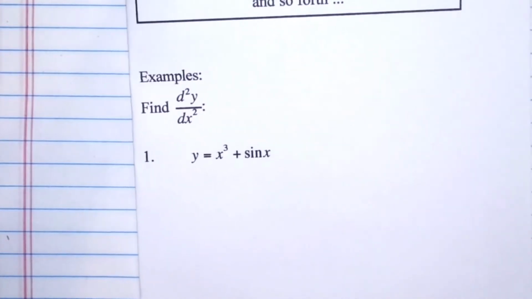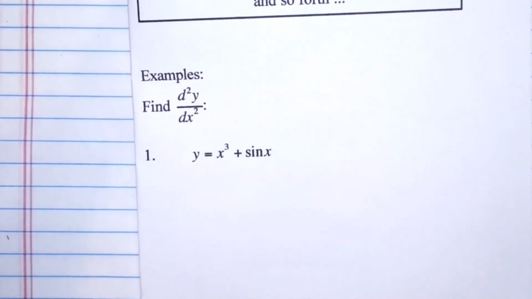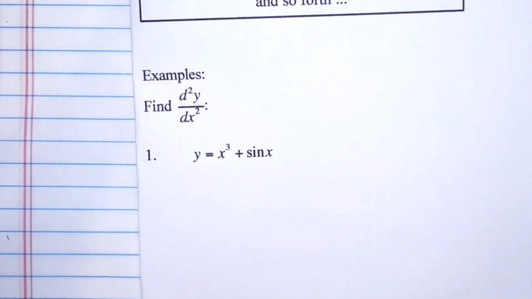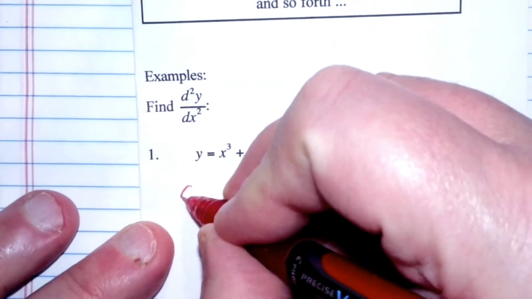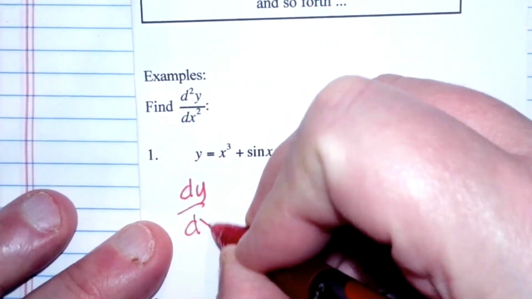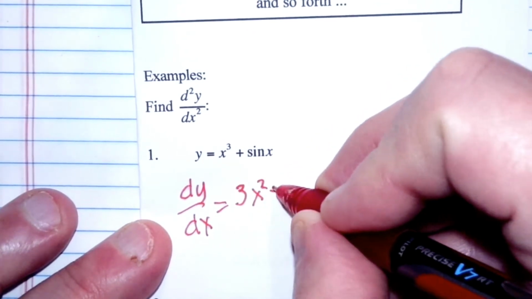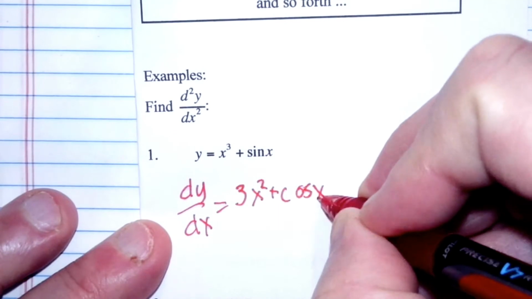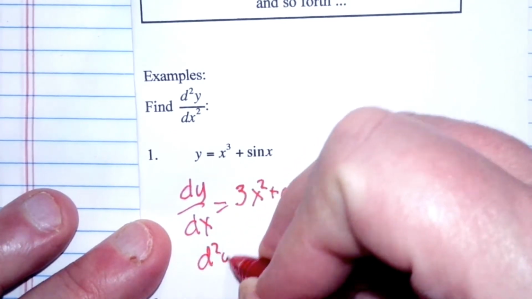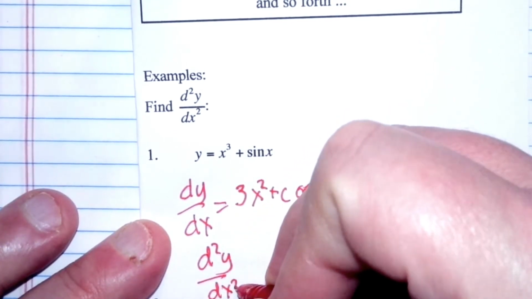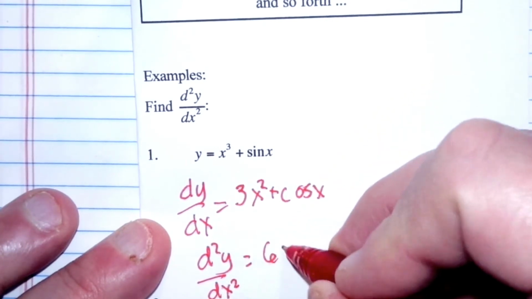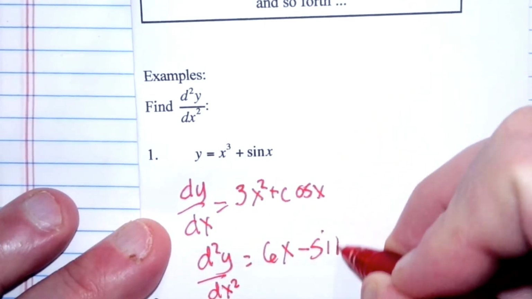Alright, so let's try an example or two. Here we've got y equals x cubed plus sine x. We're asked to find d squared y over dx squared. You need to know that that means the second derivative. So dy over dx would be 3x squared plus cosine x, and then d squared y over dx squared would be 6x minus sine x.